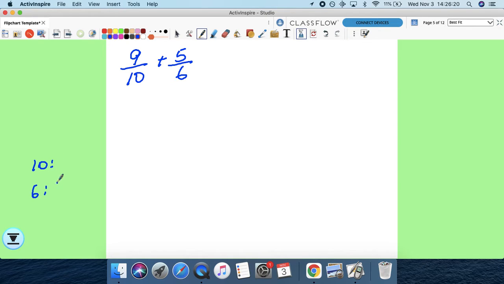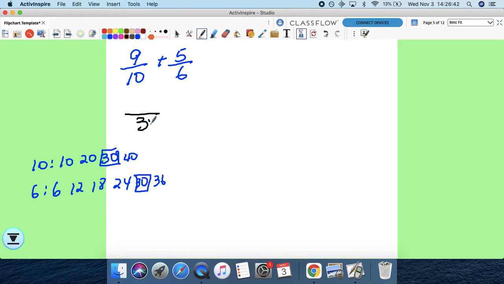6 times 1, 6 times 2, 6 times 3, 6 times 4, 6 times 5, 6 times 6. Let's stop there. 10 times 1, 10. 10 times 2, 20. Times 3, 30. Times 4, oops, we already found it. It's right here, 30. So we're going to change those both, and the new denominator is going to be 30.